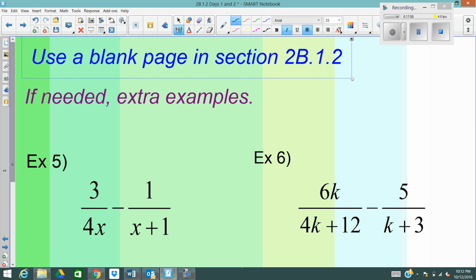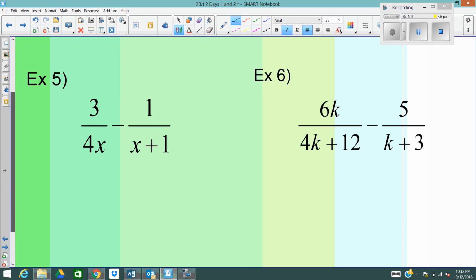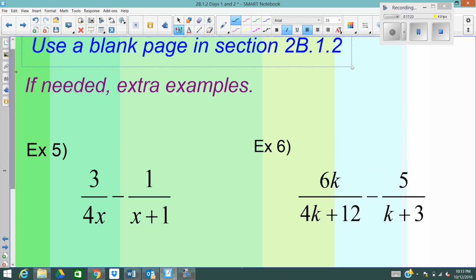All right, so I have 2 extra examples that I would like you to try on your own. So at this point, please copy these 2 examples down on a blank page in section 2B12. In about 3 seconds, I'm going to show the answers. So at this point right now, go ahead and pause so you can try these 2 problems on your own. So ready, set, pause.